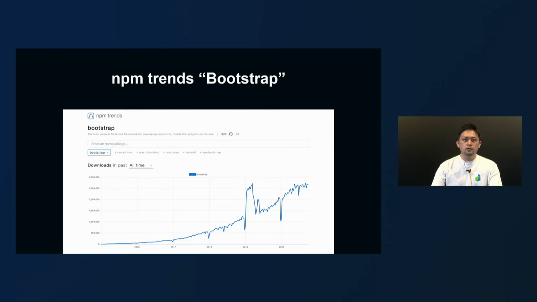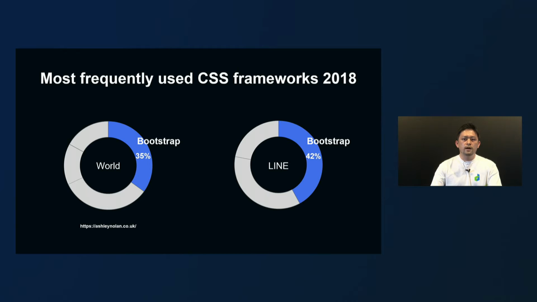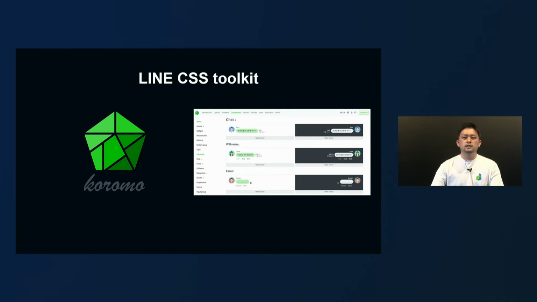So I'd like to talk about why LINE runs this Japanese site. This is a trend of the number of downloads of Bootstrap using npm. It keeps growing up to now and onward. This is a survey on the CSS framework most often used by projects. The left-hand side is global and the right-hand side is LINE. As you can see, Bootstrap is the most used in both global and LINE. So because of the strong demand, we decided to build a Japanese site.